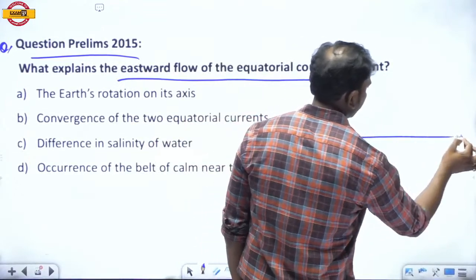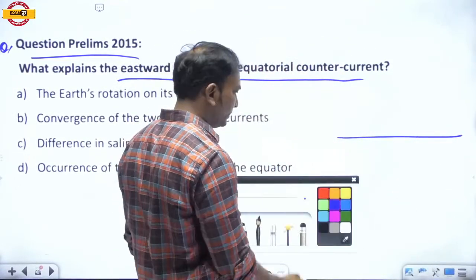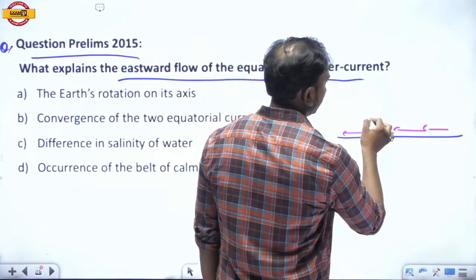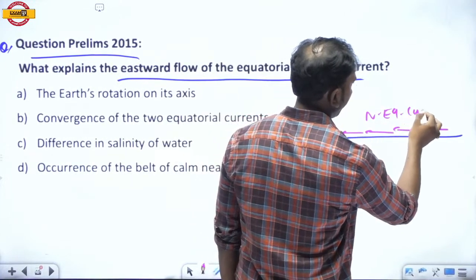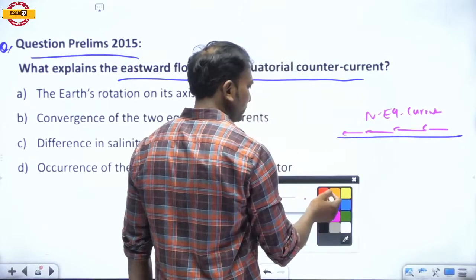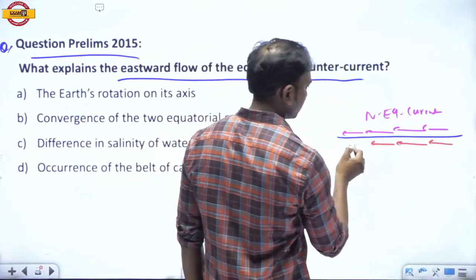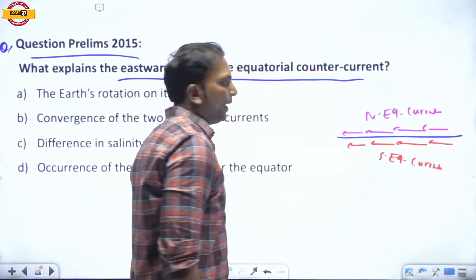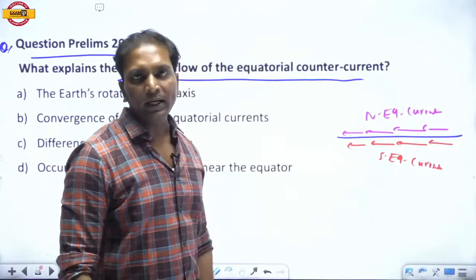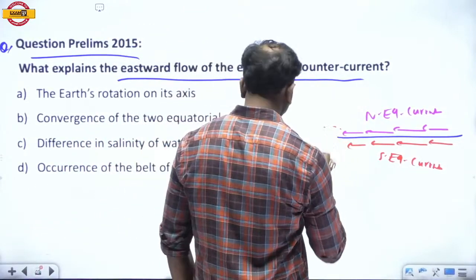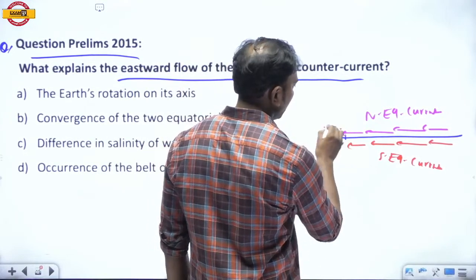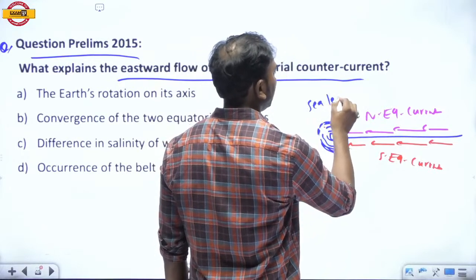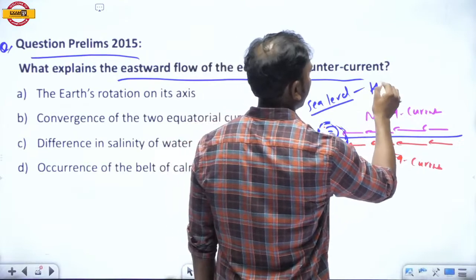This is the equatorial region. Now you are seeing the current coming this way. This one is the north equatorial current and this side is the south equatorial current. When these two currents come to this place, they raise the sea level at this zone.